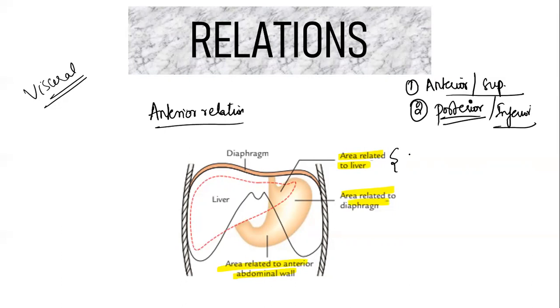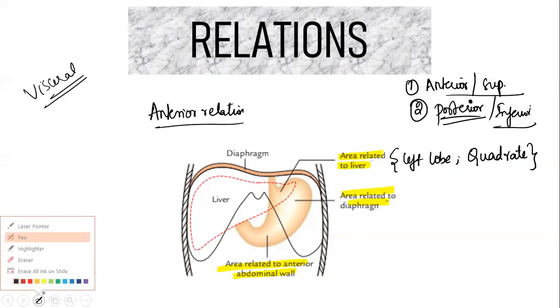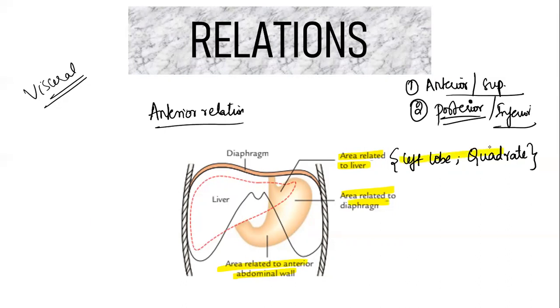So mainly, if you take the anterior surface of the stomach, it is related to the left lobe of the liver and something called the quadrate lobe of the liver, right? Left lobe of the liver and the quadrate lobe of the liver. So these are the two relations with respect to the liver. The anterior surface of the stomach is related to two aspects of the liver: one is the left lobe, another is the quadrate lobe. Right? It is related to the quadrate lobe of the liver.